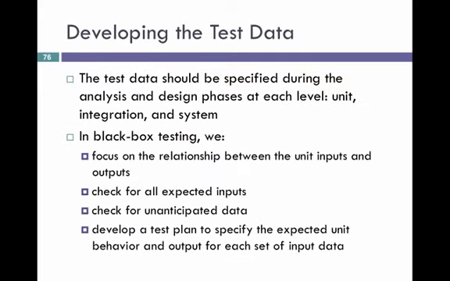The test data should be specified during the analysis and design phase, at the unit, integration, and system level. Now in black box testing, we want to focus on the relationship between the unit inputs and outputs. Check for all expected inputs, check for unanticipated data, and develop a test plan to specify the expected unit behavior and output for each set of input data.